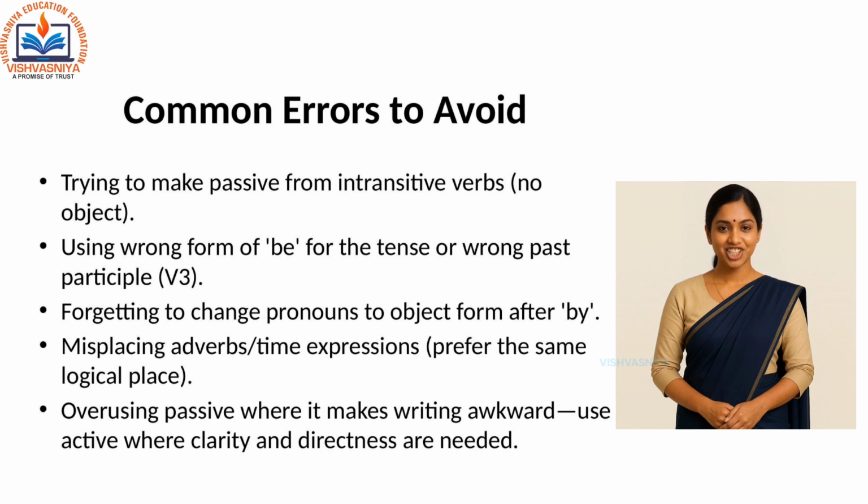Third, forgetting to change pronouns to object form after by is a very common mistake. For example, by I is wrong, it should be by me. Fourth, many learners misplace adverbs or time expressions. Remember, they should stay in the same logical place in both active and passive sentences. And finally, students often overuse the passive voice. Passive is useful, but sometimes it makes the sentence heavy and unclear. In those cases, the active voice is the better choice.